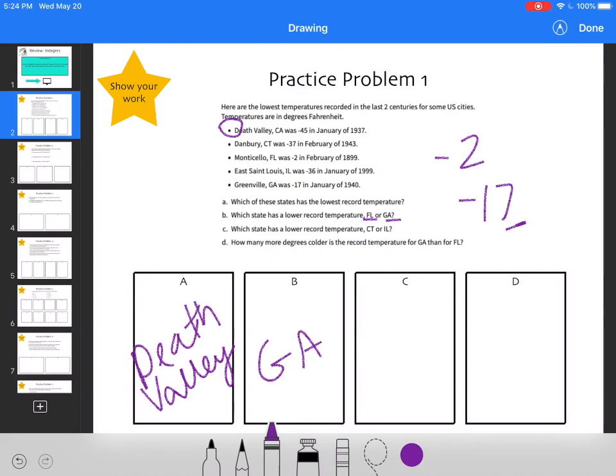So then it says which state had a lower temperature, Connecticut or Illinois. So Connecticut was -37. Illinois was -36. So -37 is going to be colder. So that was Connecticut.